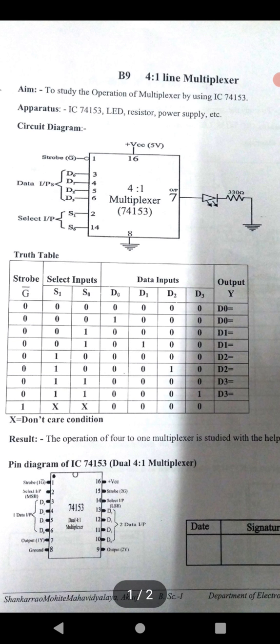When this pin is low, the IC is in working condition, or on condition. When this strobe line is active high, the IC is in off condition, that means not working. Then pin numbers 3, 4, 5 and 6 are used as data input lines D0, D1, D2 and D3. Pin numbers 2 and 14 are used as select input lines S0 and S1. Pin 8 is connected to ground, pin 16 to the supply, and the required +5 volt supply is used here.